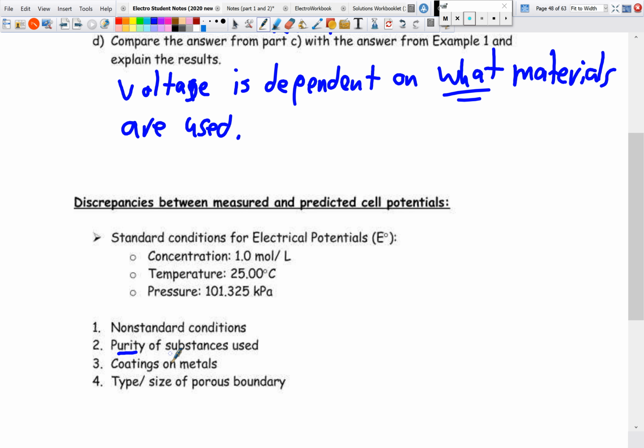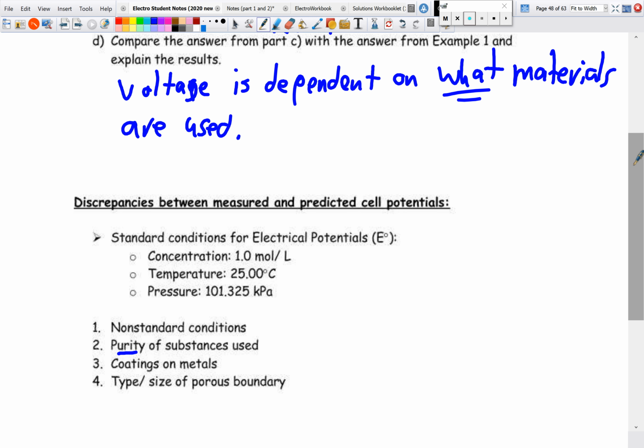You get impure substances, you get conflicting reactions. If your anode or your cathode is reacting but not the way it needs to, that's because of purity. You can get coatings on the metals, such as oxide coatings, and then even the type or the size of porous boundary. Normally the salt bridge is the best, but if you're using a porous cup and the pores aren't big enough to let the anions and the cations through, you're not going to get a transfer of ions, therefore you're not going to have a completed cell. And that also has an effect on the voltage.